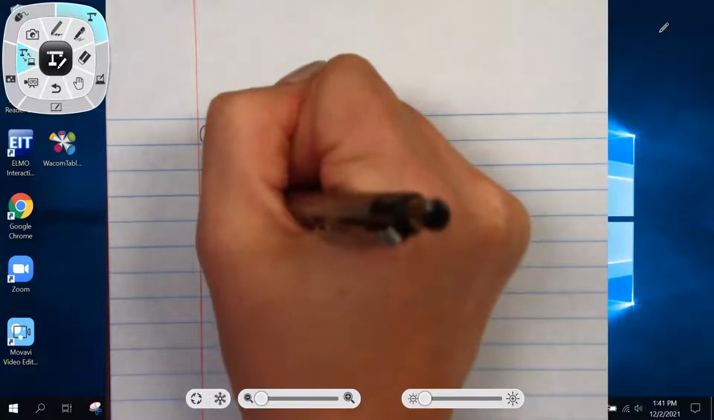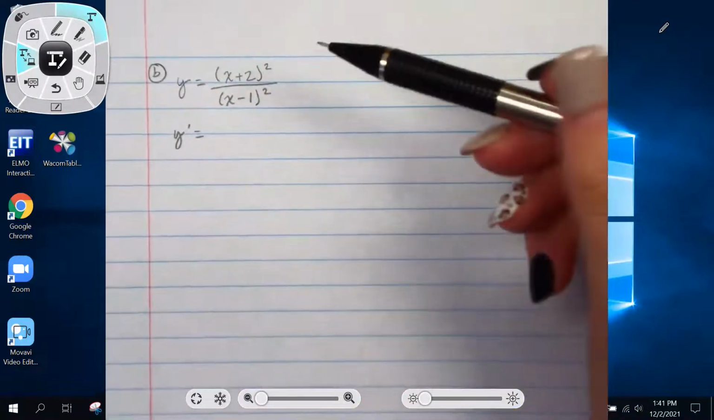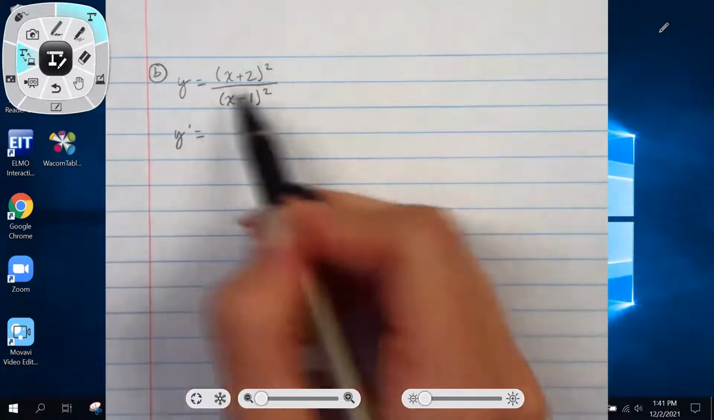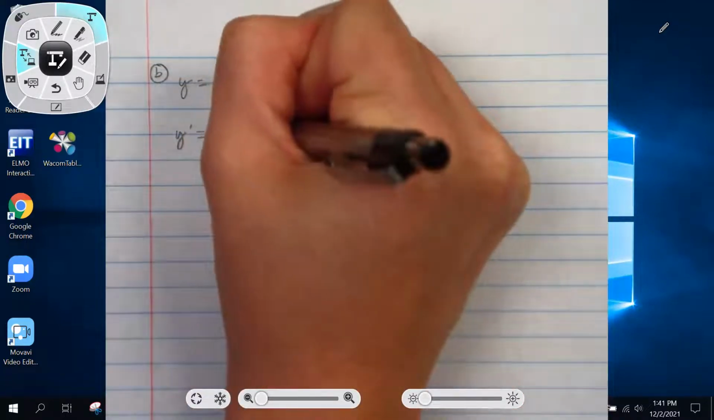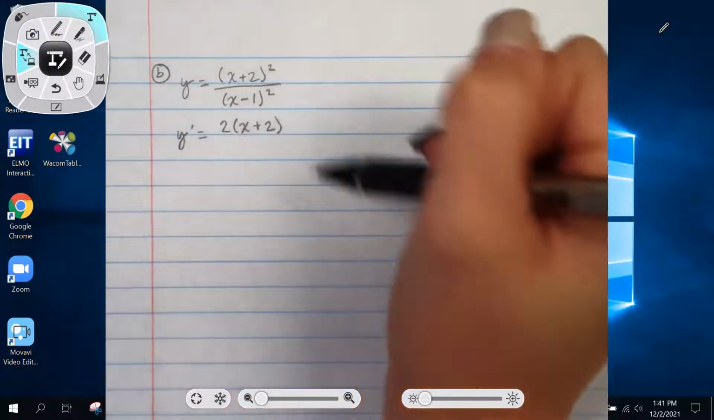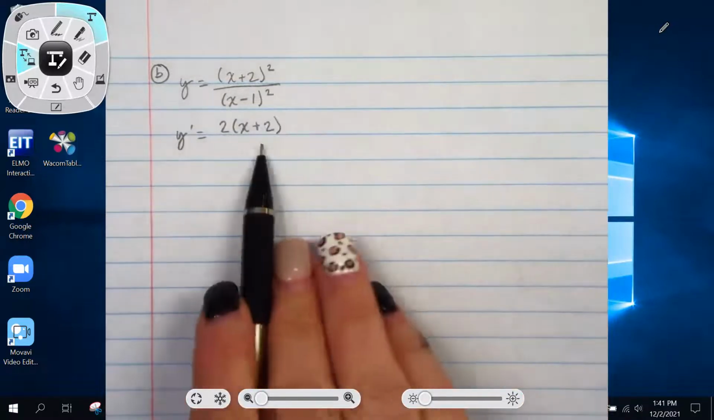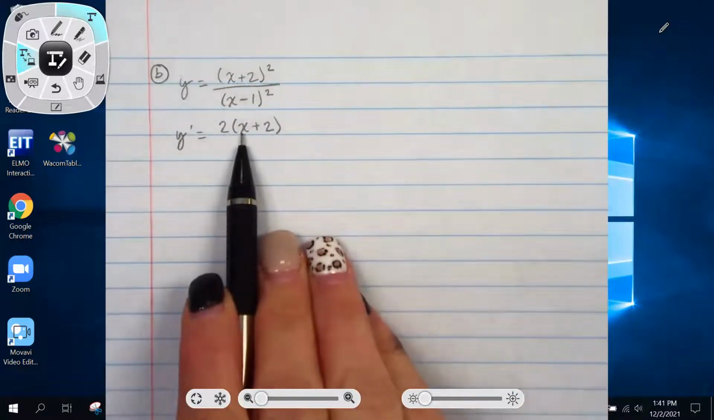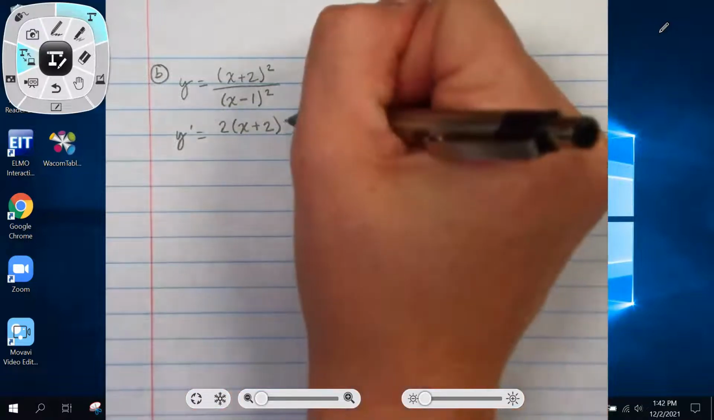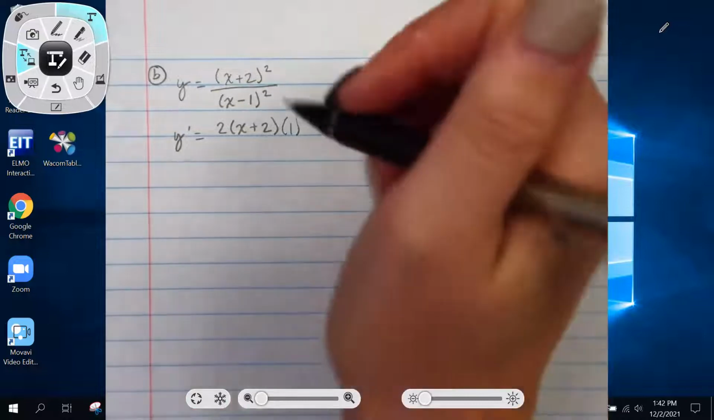So y prime, because it's a fraction, we're going to have to use the quotient rule. So we've got the derivative of the numerator, which is 2 times x plus 2 to the first power, which we don't have to write. And then we need to take the derivative of what's inside. The derivative of x plus 2 is just 1. So if you wanted to write a 1 next to that, you could, just to show that you did the chain rule, but it's not going to make a difference because multiplying by 1 does nothing.